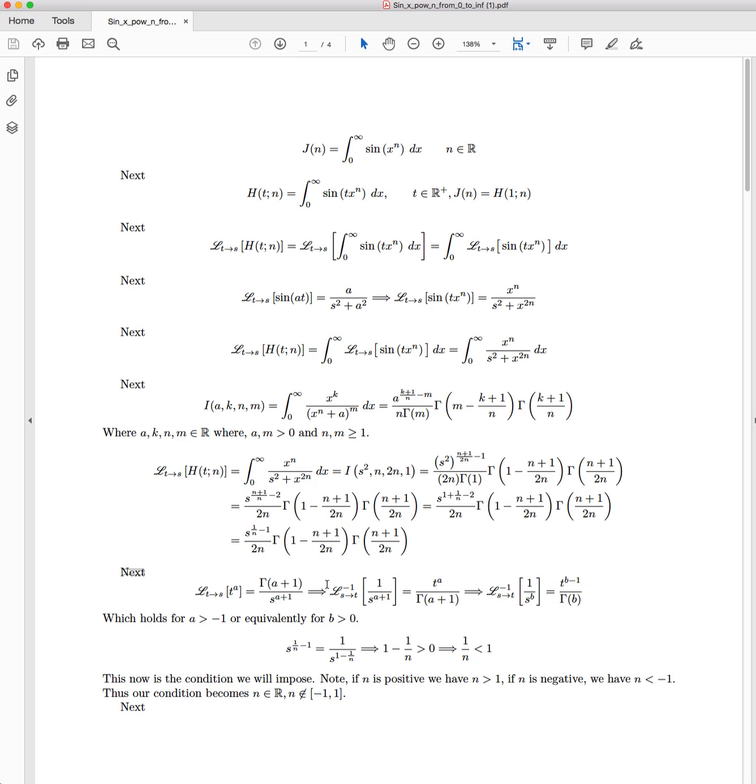Now, because we've got it in the form of s to the power of something, instead of s to the power of a plus 1, I've just done a slight repositioning and let b equal a plus 1. We therefore have that the inverse Laplace transform of 1 over s to the b is t to the power of b minus 1, remember a is just b minus 1, over gamma of a plus 1, which is just gamma of b. So I've just done that to make it easier for myself.